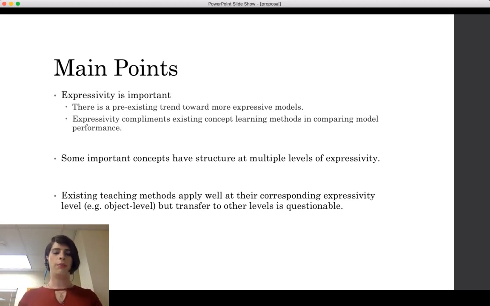On top of this, I've shown preliminary work that indicates that some important concepts actually have structure at multiple levels of expressivity. So not only do they have structure that uses different representations, but those different representations seem to have different levels of expressivity, because the most common learning methods do not promote learning at both levels. And that's the final main result: these learning methods that have been tried in several experiments do apply well at the object level. This is a simple replication in that case, but the transfer to the higher levels of expressivity seems questionable at best.